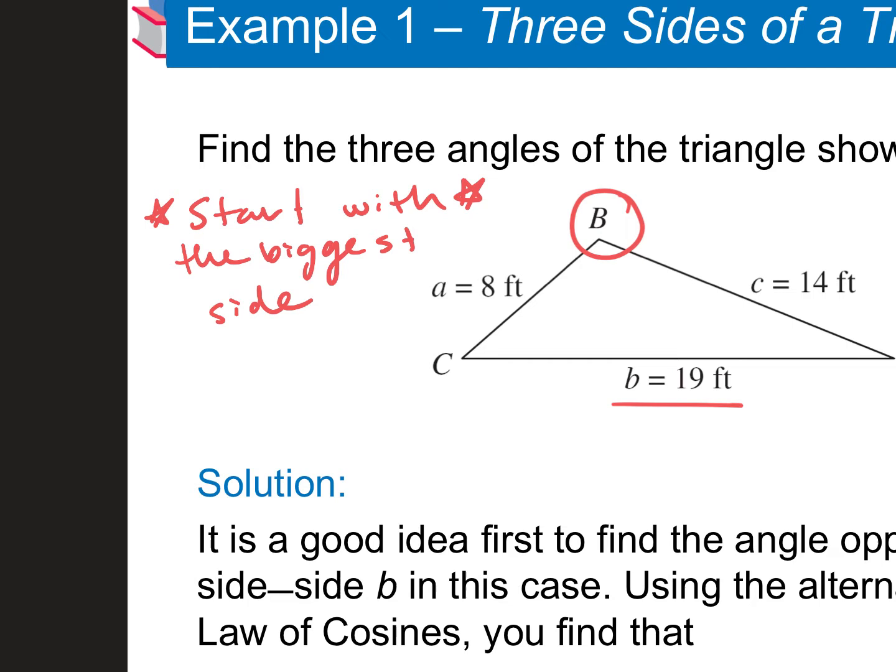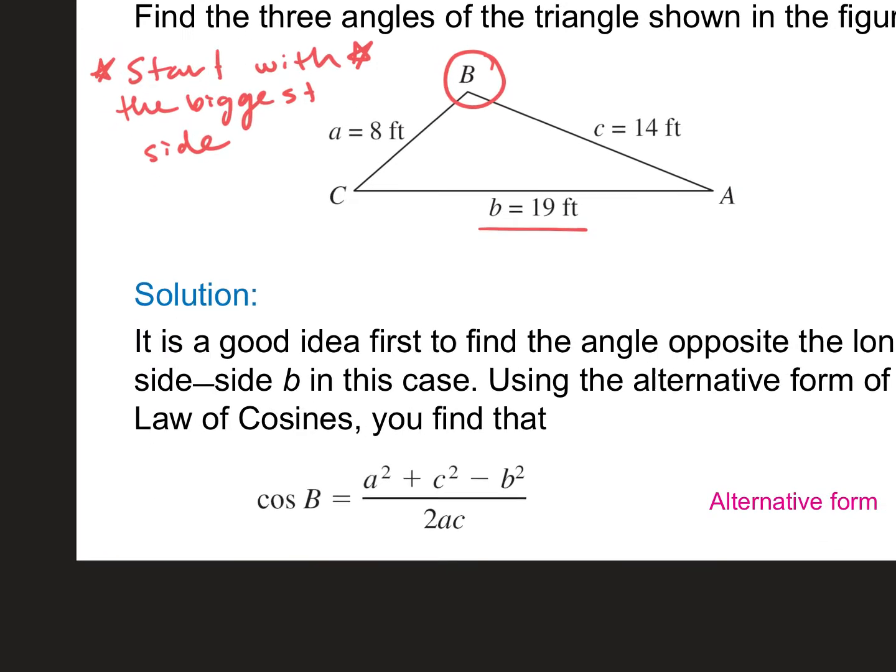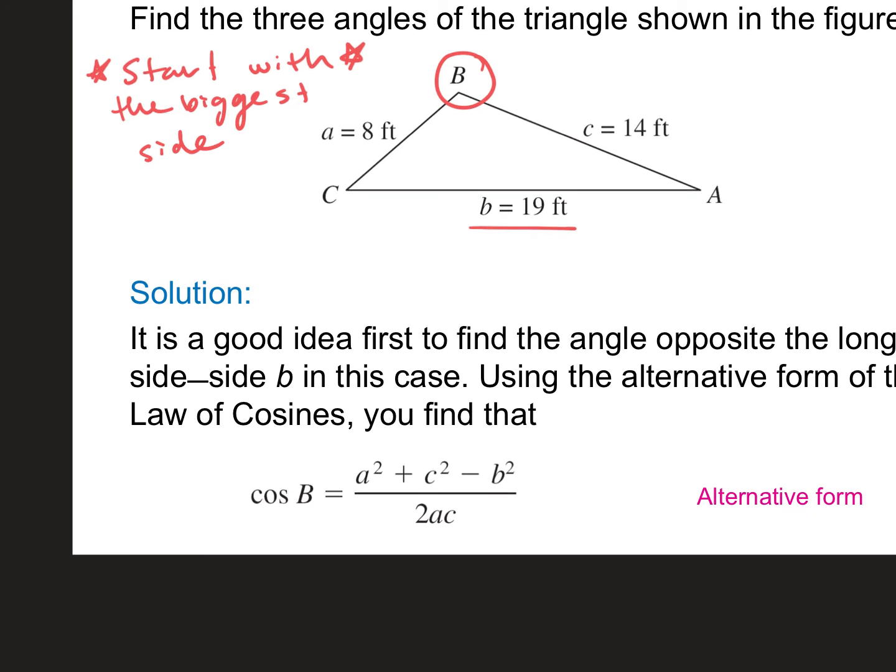So super important. A lot of people started the web assign in the last class and said it's marking my answers wrong. It's because they didn't start with the biggest side. So always, always, always start with the biggest side and find the corresponding angle to that one first. Because it gives us three sides, we're going to use alternative form. So that's this one down here.